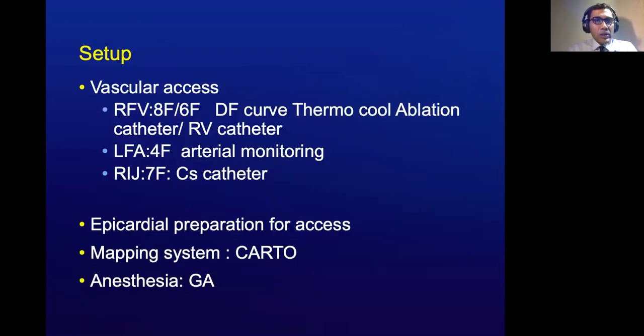Our setup for the procedure was mainly vascular access in the femoral veins, the left femoral artery, as well as the right internal jugular. We also had a right femoral artery access for retrograde mapping of the left ventricle. Epicardial preparation for access was performed. The patient was kept under general anesthesia, after the induction of the VT at the beginning of the case, and we used CARTO for mapping.